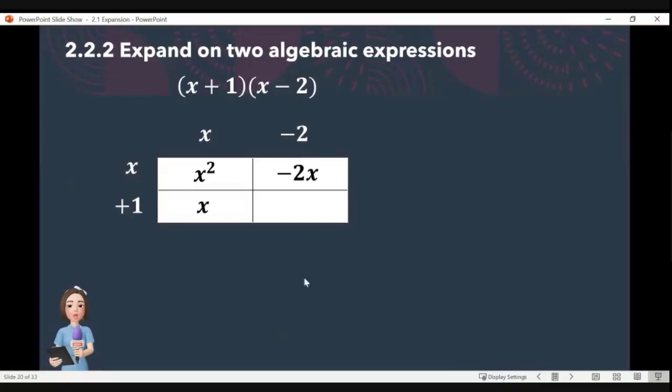So can I say the answer? Okay, give me your answer. What's the answer? Negative 2. Okay, good. So when you get all the answers here, then you have to add up everything in the box. So it's x squared minus 2x plus x minus 2. You just copy all the answers you get after you multiply from the boxes into one line. Then after that you simplify, because negative 2x plus x is equal to negative x.